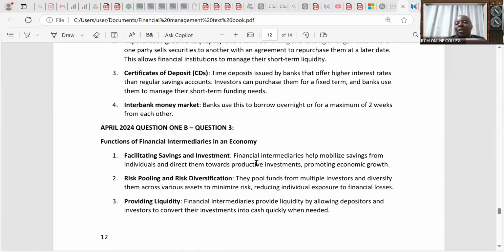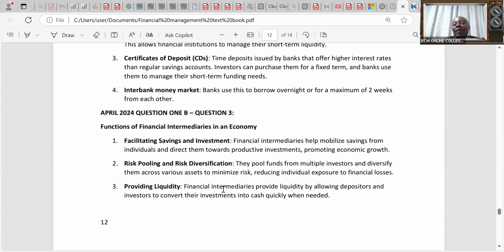Then you can read my answers, right? Let's read our answers together here. So, facilitate savings and investments. Financial intermediaries help mobilize savings from individuals and direct them towards productive investments, promoting economic growth. Risk pooling and risk diversification. They pool funds from multiple investors and diversify them across various assets to minimize risk, reducing individual exposure to financial losses. Providing liquidity. Financial intermediaries provide liquidity by allowing depositors and investors to convert their investments into cash quickly whenever needed.